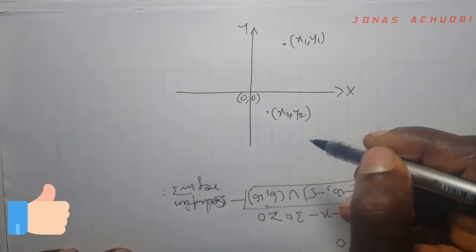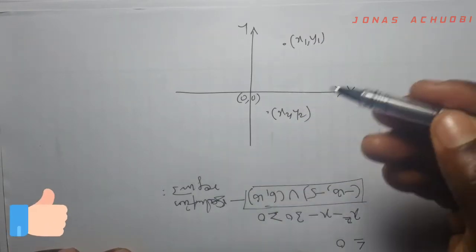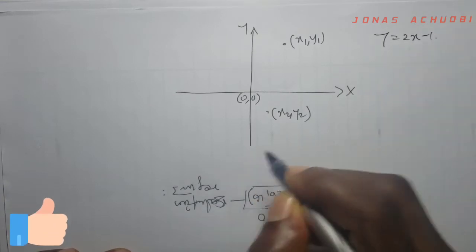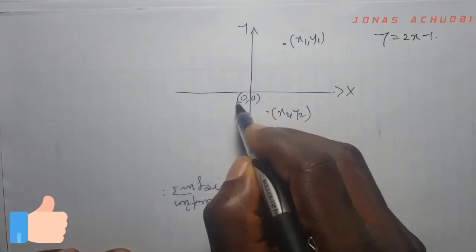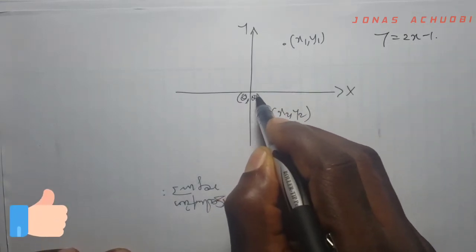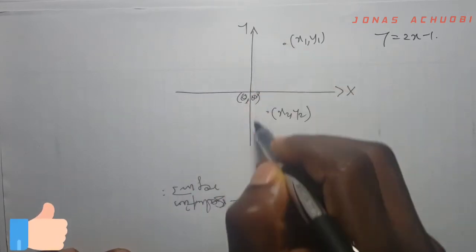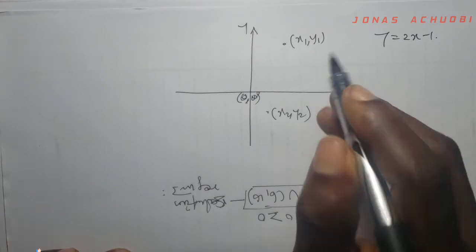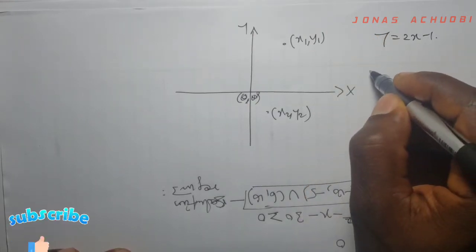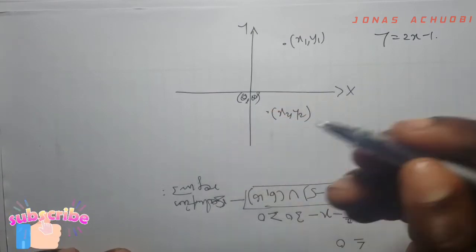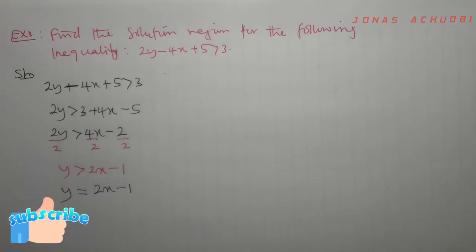Now, what we do is this. These 2 points could be any 2 points on that line y equal to 2x minus 1. So to make life easy for us, this point 0, 0 is a point that is common to both the y and x axes. So to make life easy, we simply put x equal to 0 to get the first point and put y equal to 0 to get the second point, as follows.